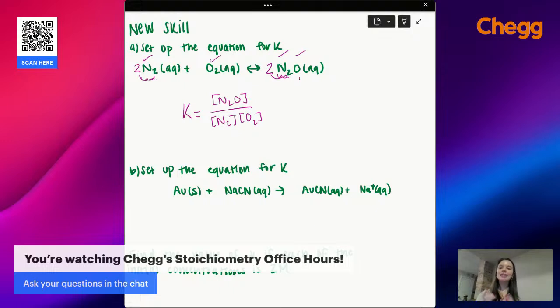Now, one more little thing that I didn't touch on is if we have a coefficient in front of a compound, it becomes an exponent in our K equation. So wherever these 2's are, they're going to become a 2 exponent. So N2O has a 2 in front of it, so it has an exponent of 2. N2 has a 2 in front of it, so it has an exponent of 2. O2 only has an imaginary 1, so you can write that 1 if you want, but anything to the first power is just itself, so we can forget about that 1. But this would be the K equation for that chemical equation.